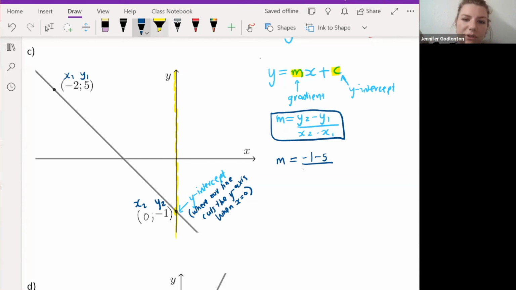Because we did our -1 first over here, we would have to do our 0 first. So we would need to say 0 minus -2. Do you see that? Because we did y2 first over here, we have to do x2 first at the bottom. Make sense?